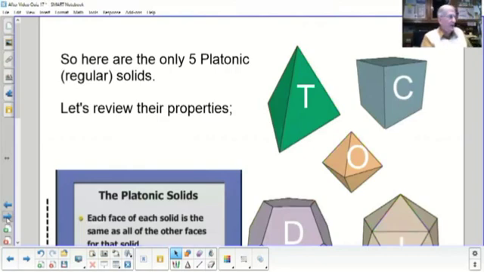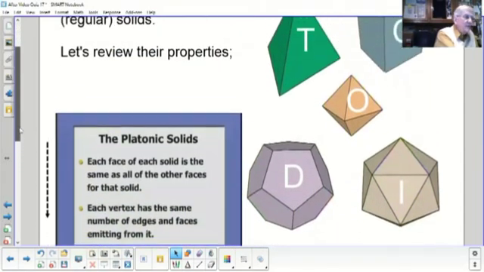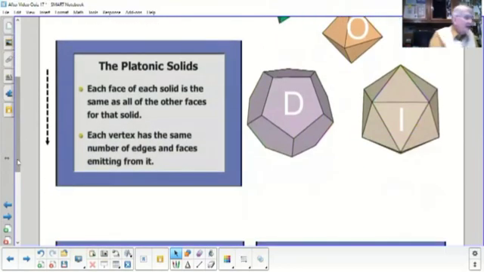Let's review some more. There are only 5 Platonic solids, and you see what those are right here, okay? And you know that the definition of a Platonic solid is very simply this. In each Platonic solid, each face is exactly identical to all the other faces. Another way of saying that a little more professionally would be to say that all of the faces of a Platonic solid are congruent regular polygons, all the same type.